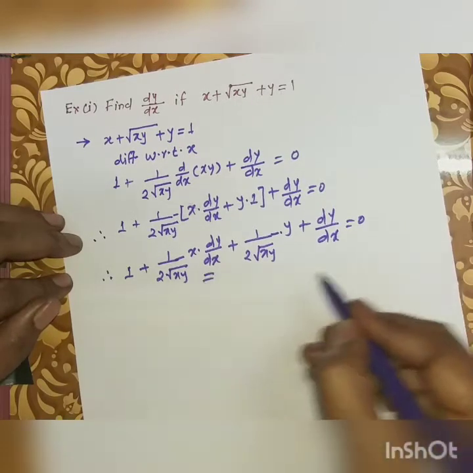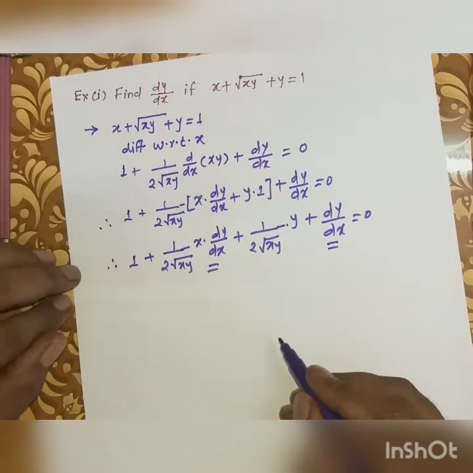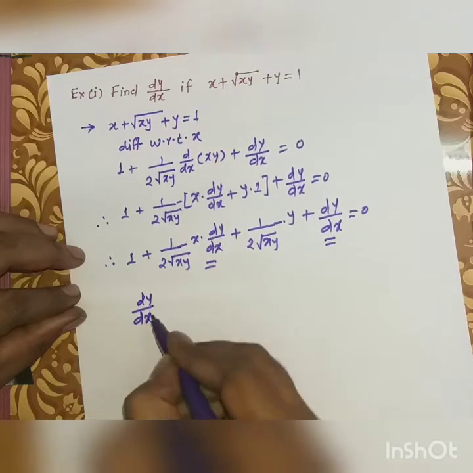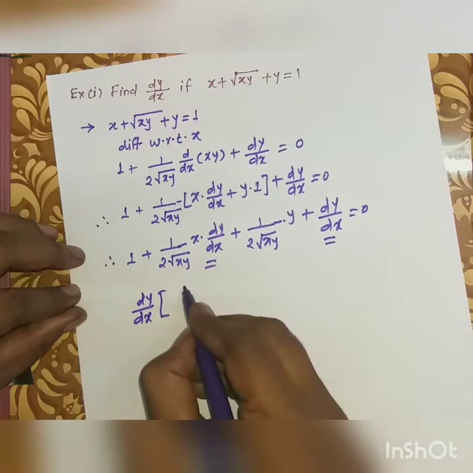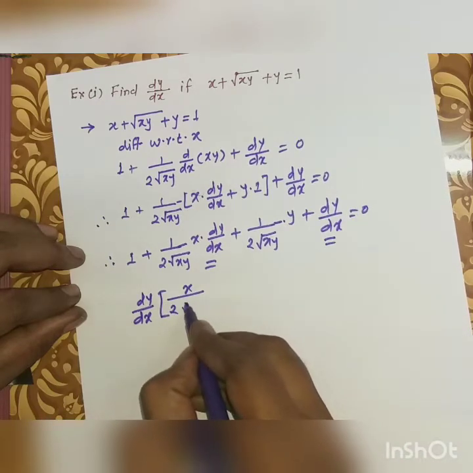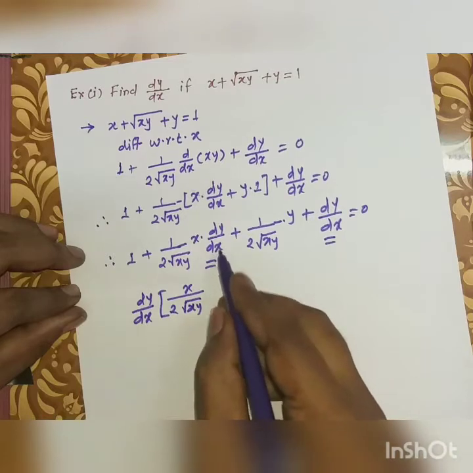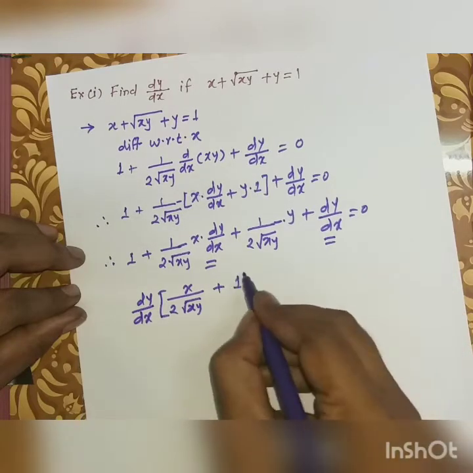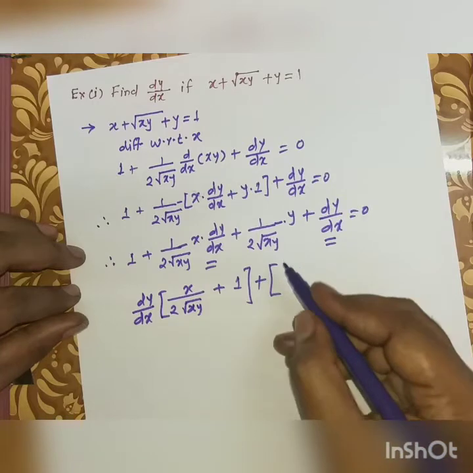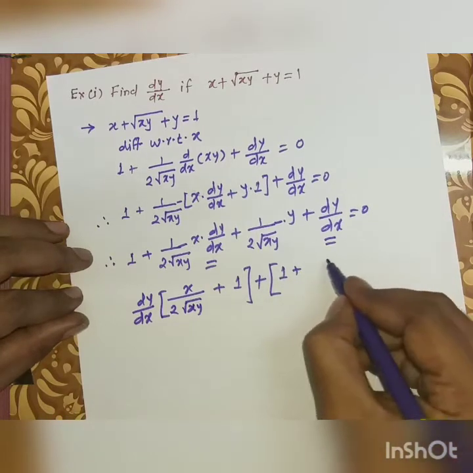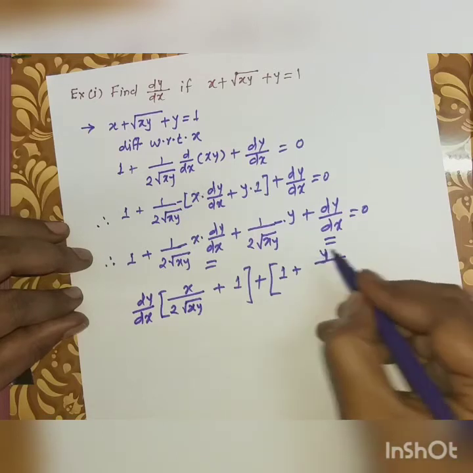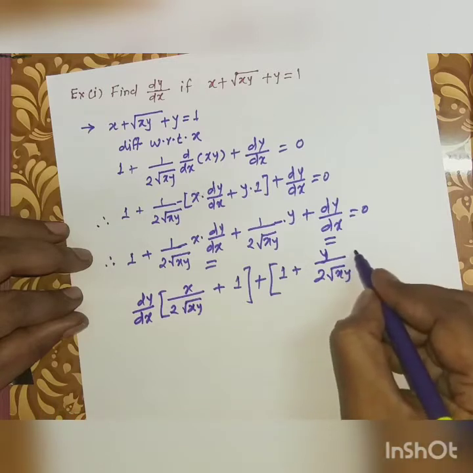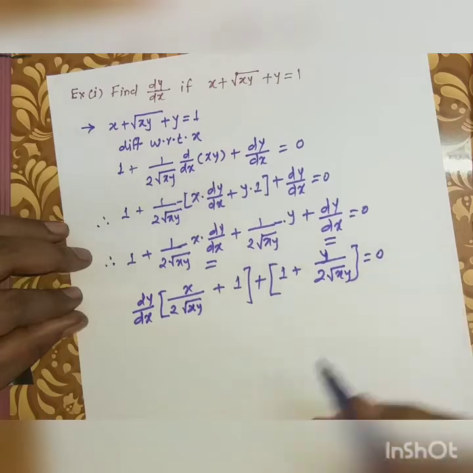Now this equation consists of two terms with dy by dx. Collect dy by dx: dy by dx bracket, first is x divided by 2 under root xy, the coefficient of dy by dx, plus the coefficient of dy by dx which is 1. And the remaining terms are collected in another bracket: 1 plus y divided by 2 root xy, and the right hand side is 0.